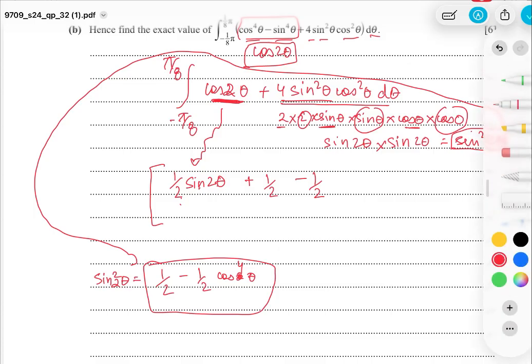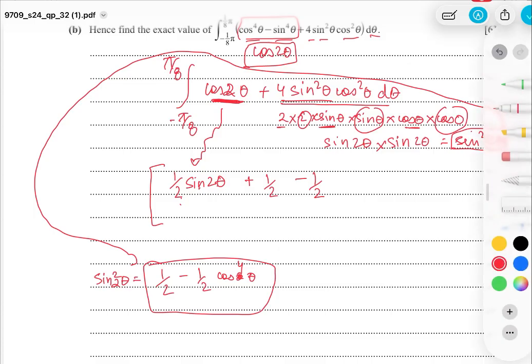Now wait, let us integrate it directly and put it inside the bracket. So what would be the integration of 1 by 2? Tell me. It would be 1 by 2 theta because we are integrating with respect to theta. What is the integration of 1? It is x, right? If we are integrating with respect to x. Integration of 1, if we are integrating with respect to theta, would be theta. Okay. So 1 by 2 theta.